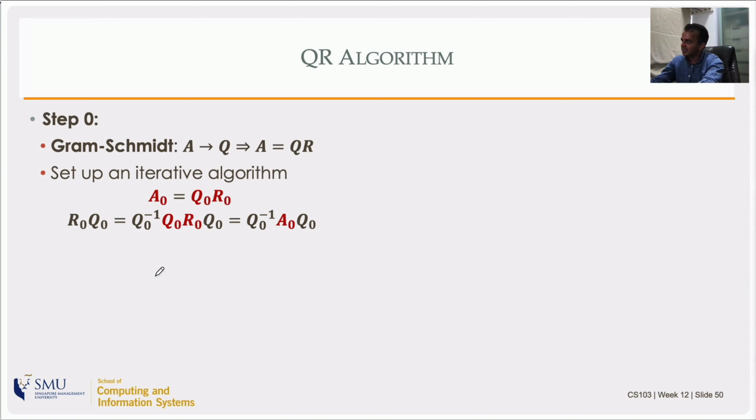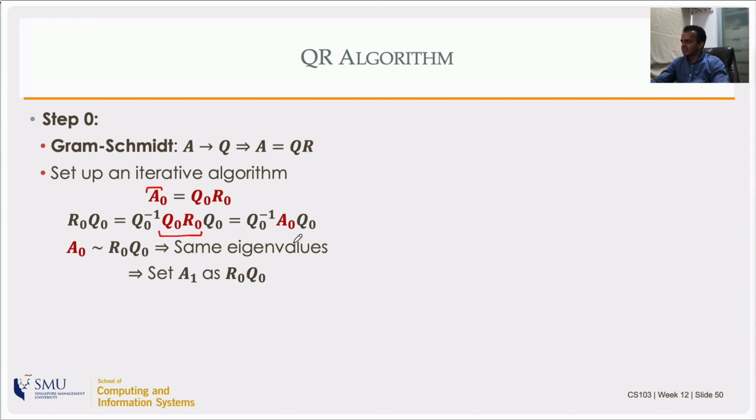And if you look at that, you can see that Q0 R0 comes here, and Q0 R0 is A0. And so R0 Q0 and A0 are therefore similar. They are similar matrices, so their eigenvalues are going to be the same. So that is tricky and interesting how they thought about that.